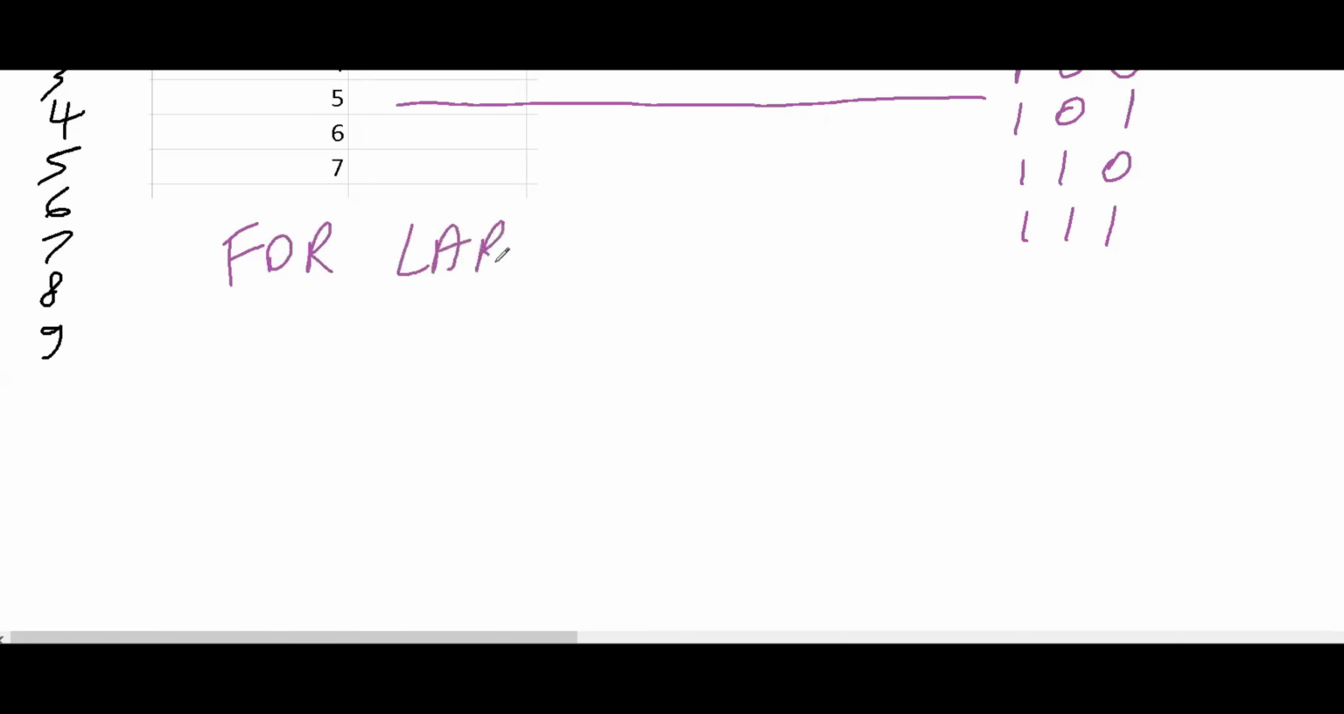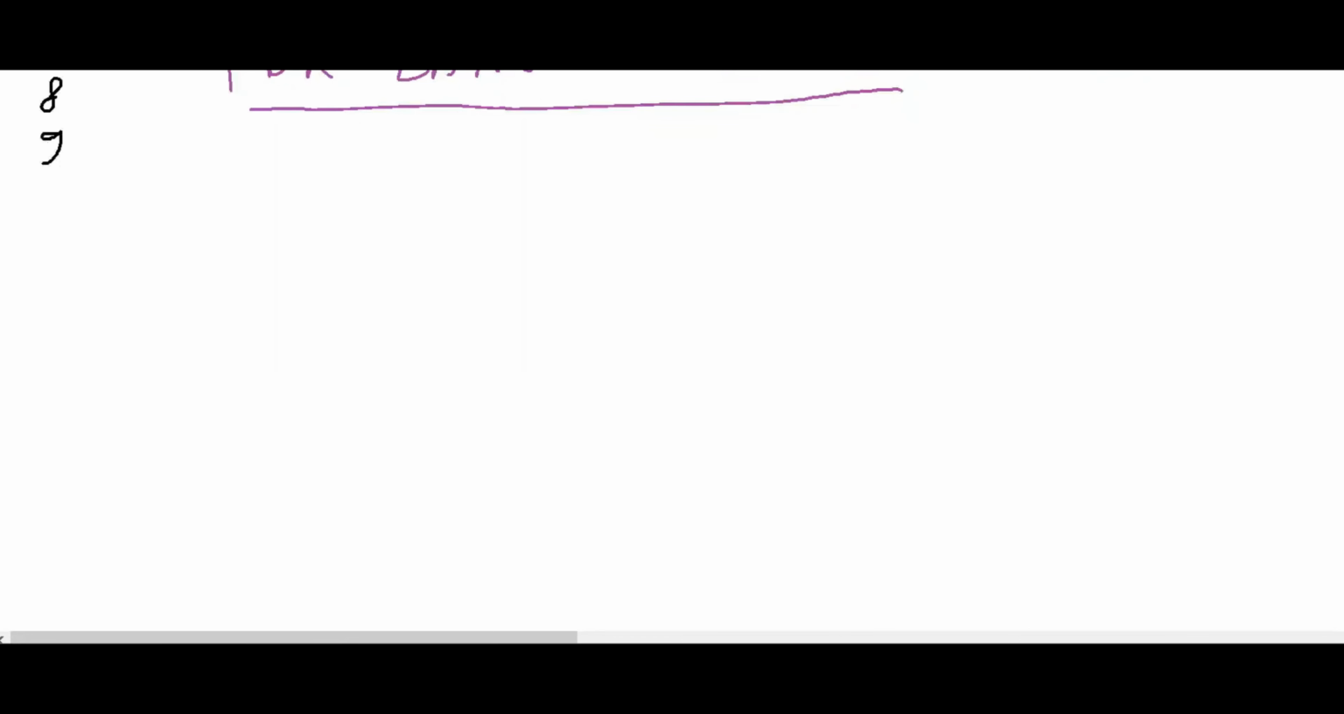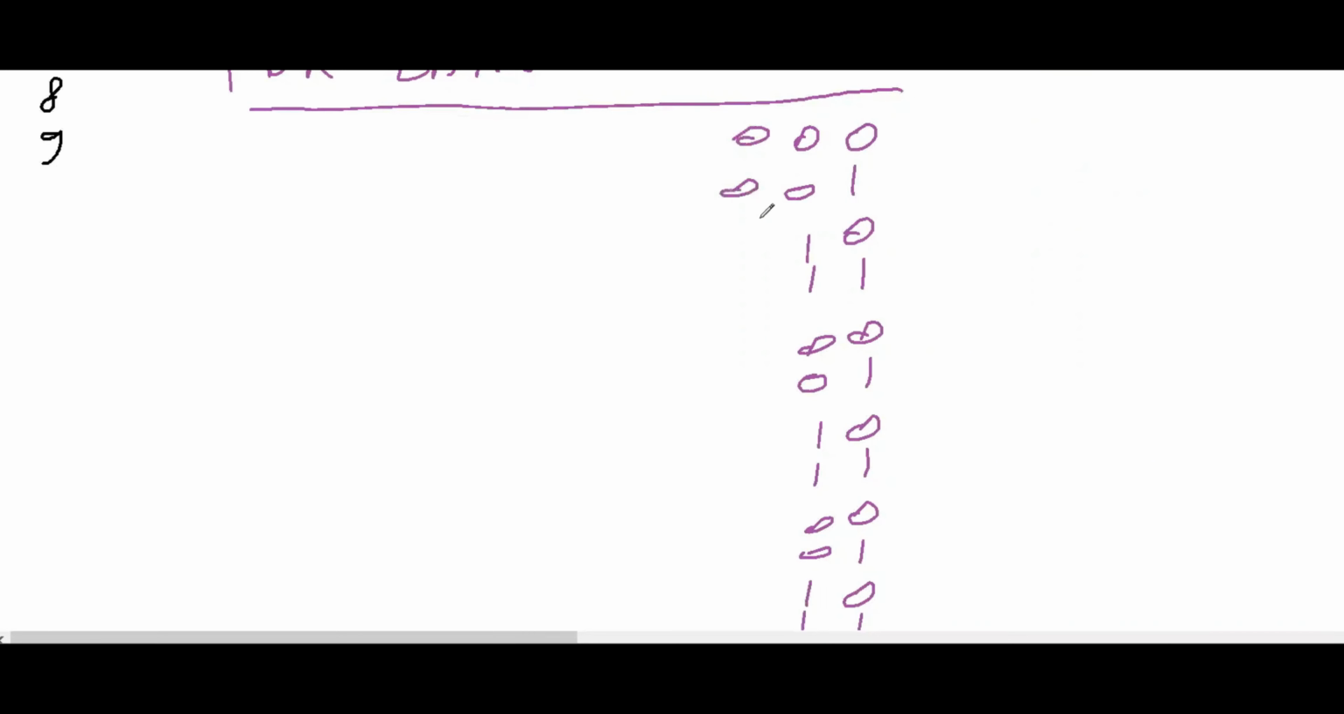So for a large number, how will it be? See, there is a technique. So what is that technique? That technique is, you have to write only 0 1 0 1 0 1 0 1, then 0 1 0 1, then here 0 0 1 1 0 0 1 1 0 0 1 1, then here 0 0 0 0 1 1 1 1, again 0 0.